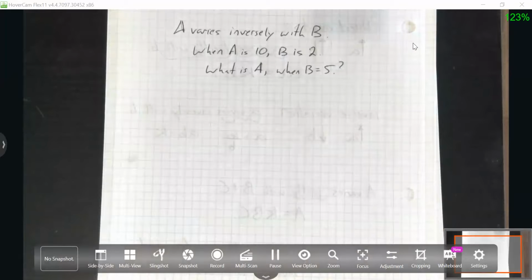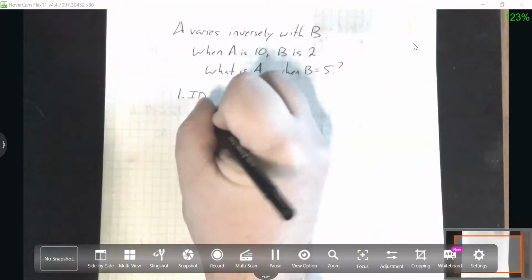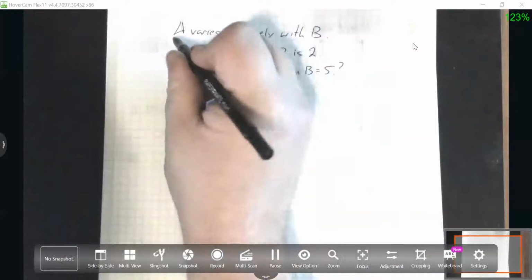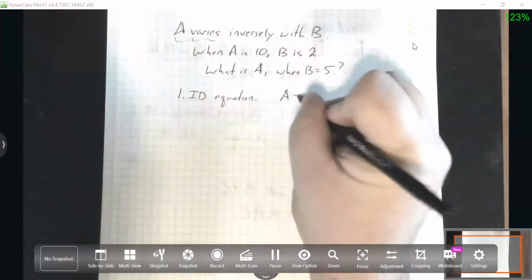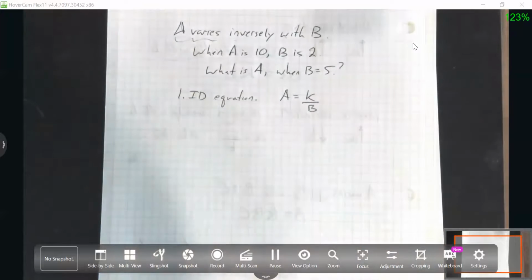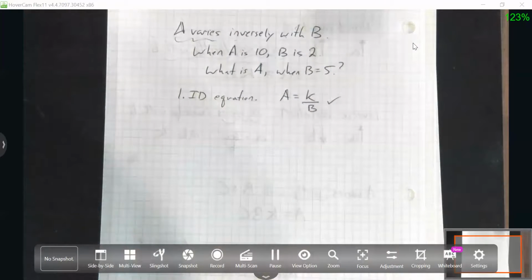What we're going to do is go through kind of a three-step process every time. First is we need to identify what equation we're going to use. So identify the equation. And that's just a matter of looking at the wording. So we have A varies inversely with B. So again, we have A varies, so I'm going to have A equals K. Inverse with B means it would be over B. So I have A equals K over B. There's the equation I'm going to use.